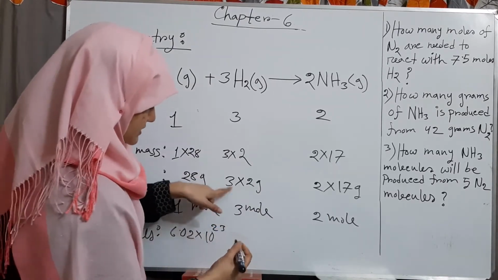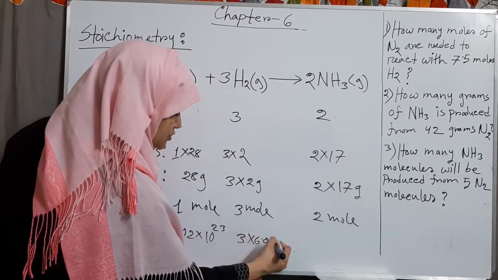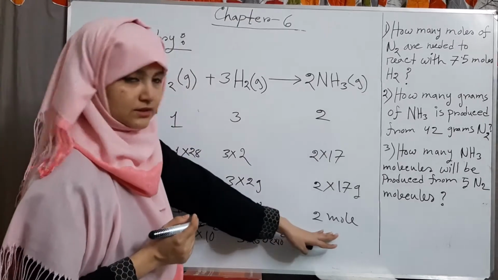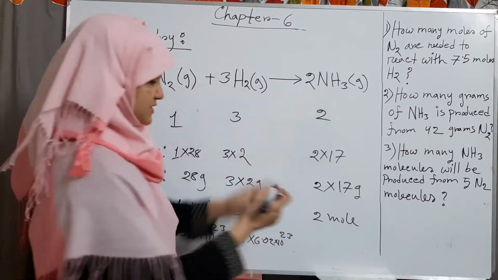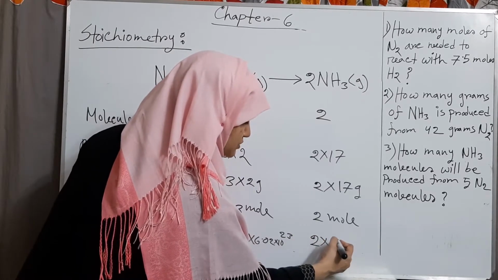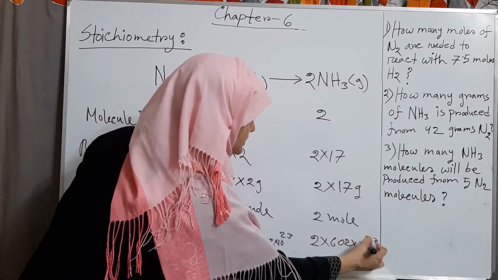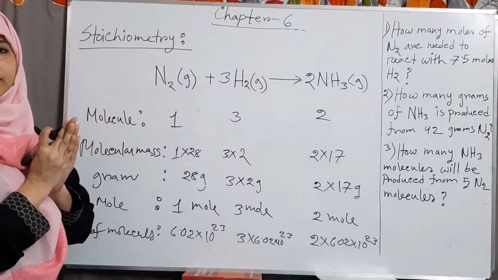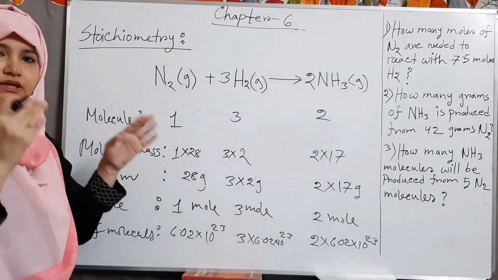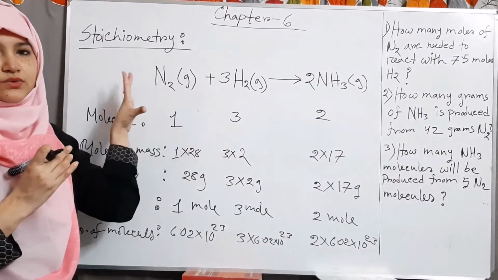And for 3 moles, that means 3 into 6.02 into 10 to the power 23 molecules, and here 2 moles of ammonia is present, so the number of molecules will be 2 into 6.02 into 10 to the power 23. All this information is considered as the stoichiometry of this equation.